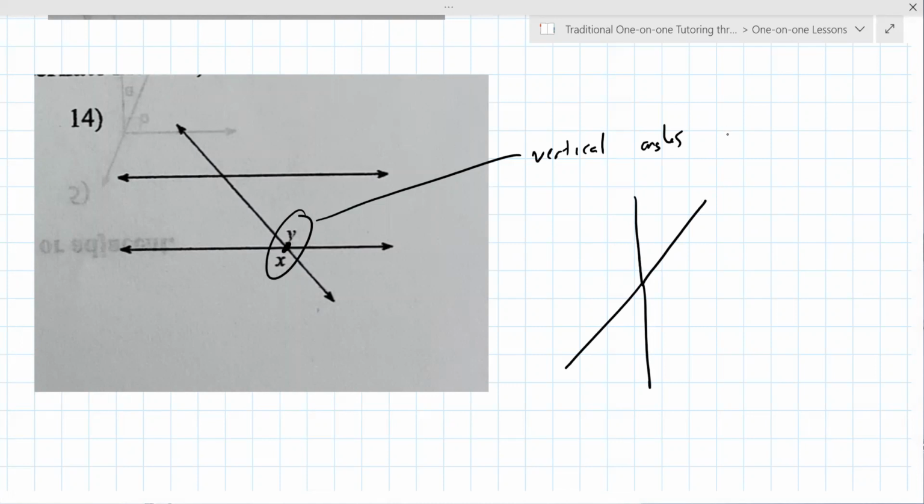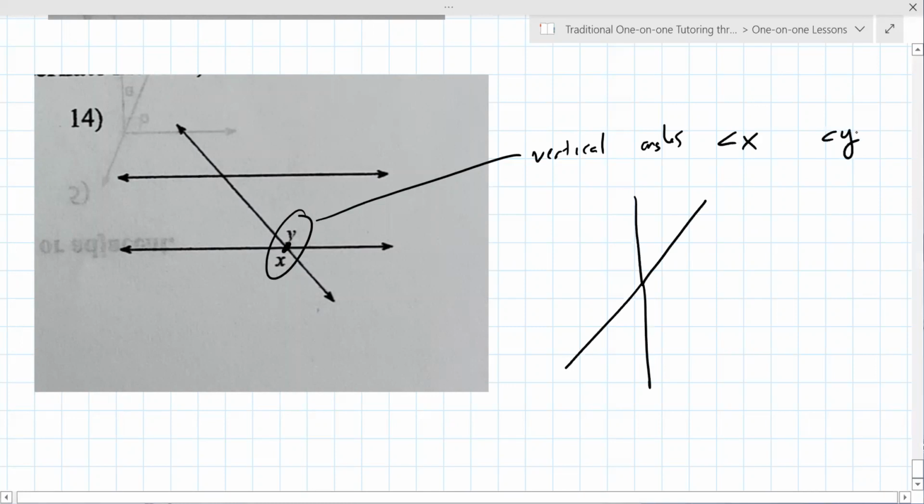Okay, now what do you know about vertical angles? What is it true about angle X and angle Y? What can you say about them? They're like across from each other. In terms of their angles, what do you know about their angles? They're 180. Nope, they're congruent. Oh, congruent.